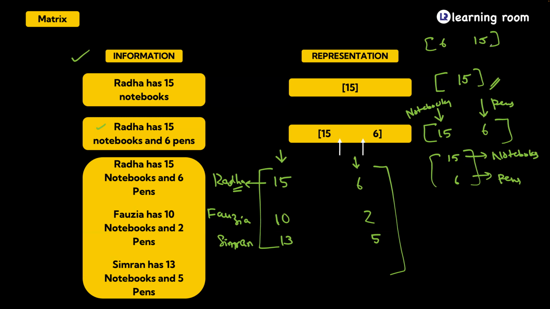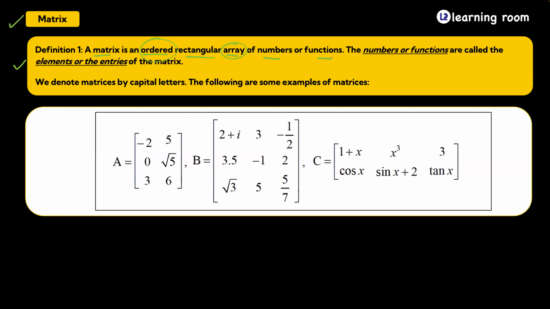Order is very important. That is why the definition itself has the word ordered. So it is an ordered rectangular array of numbers or functions. Generally, what we use inside is going to be a number, or it can be a function also. These numbers or functions are given a name called elements, or they are also called the entries of the matrix. Matrix is singular, matrices is plural. Did you understand the definition? For people who are learning it for the first time, a matrix is basically an ordered rectangular array of numbers or functions, and those numbers or functions are called elements or entries of that matrix.